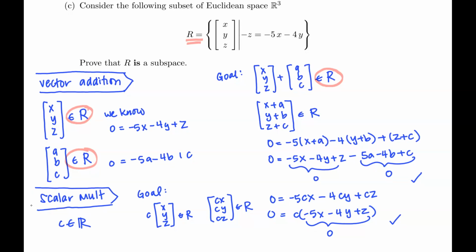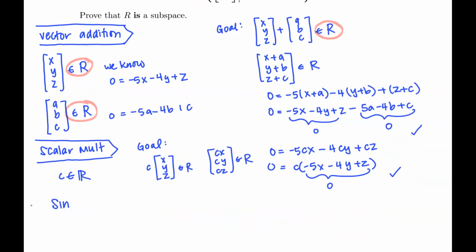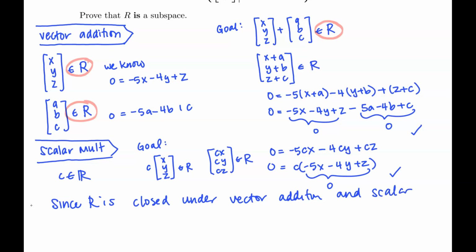Last thing we need to do is write our conclusion. Since R is closed under vector addition and scalar multiplication, R is a subspace. Woohoo! Done. Conclusion written. I stated both things that I showed above, and I explained that this meant that R was a subspace.